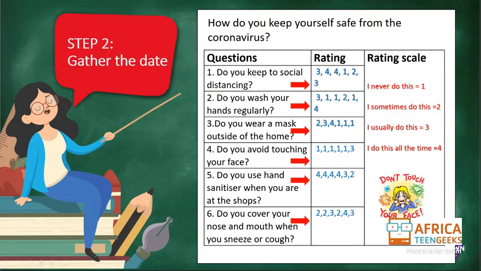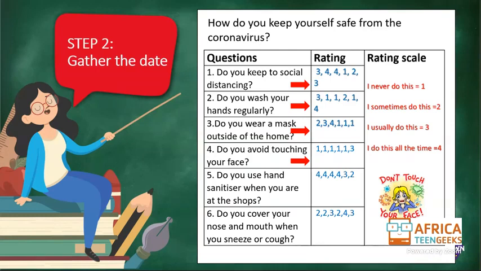Right. The second one. Do you wash your hands regularly? What do you get? 12. Third one. Do you wear a mask outside of the home? If you add those up, what do you get? 12. Good. Number 4, do you avoid touching your face? What do you get? 1 plus 1 plus 1 plus 1 plus 1. I haven't seen the right answer yet.